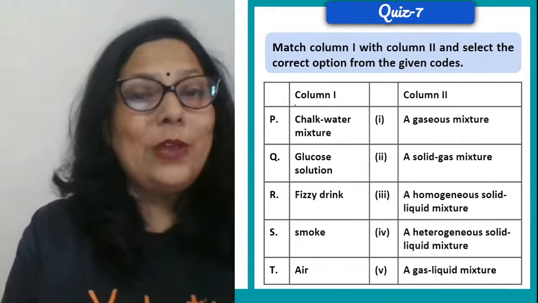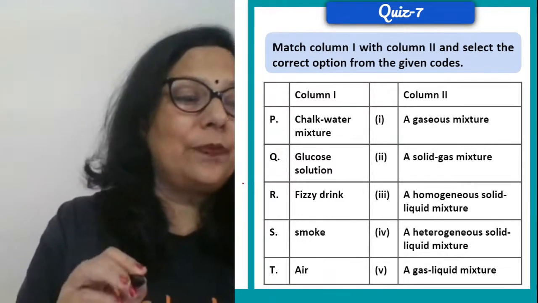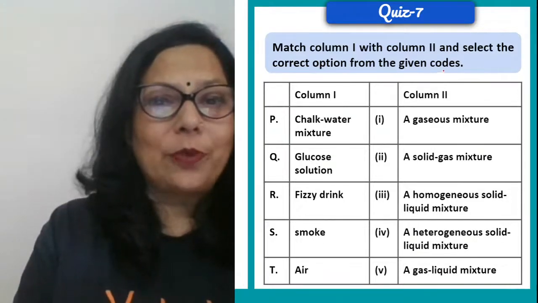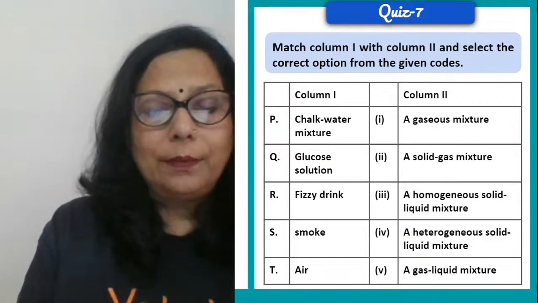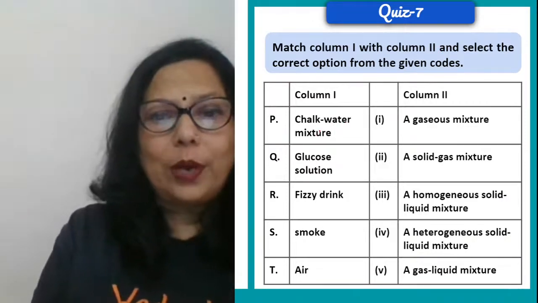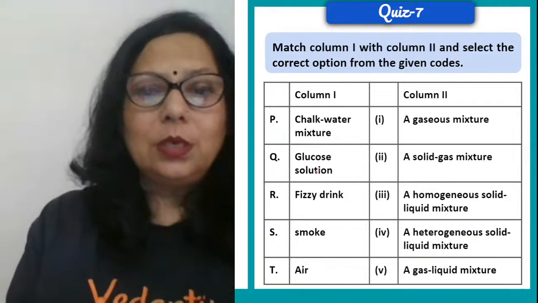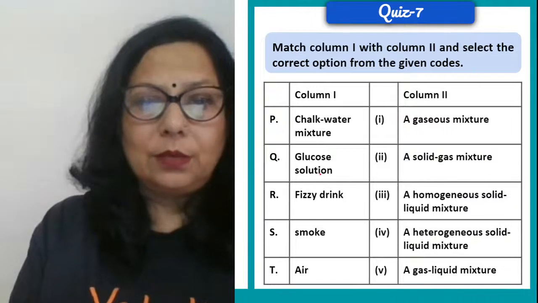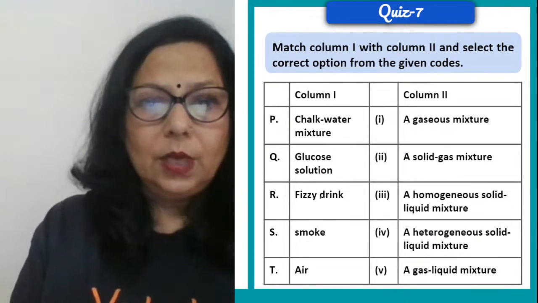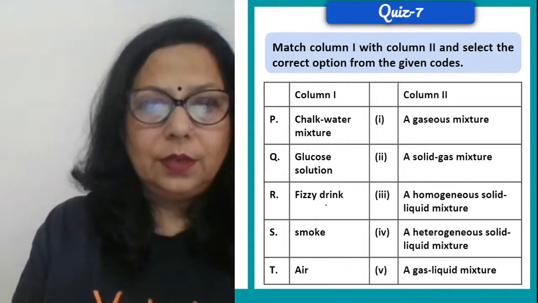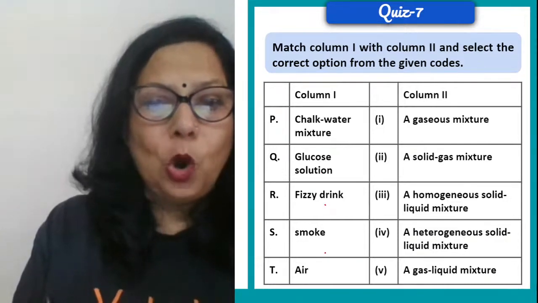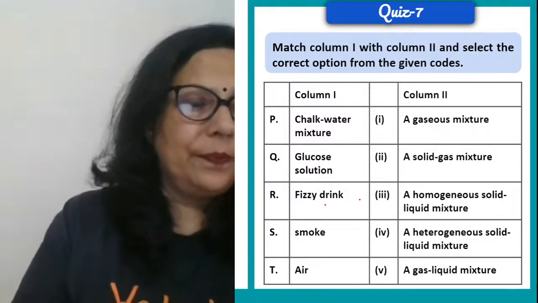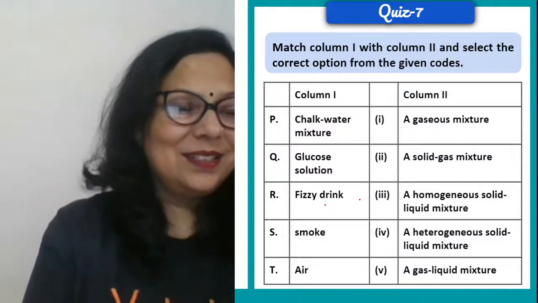Again, see, you will always get big questions to read from this chapter. They are not one word questions. Match column 1 with column 2 and select the option from the given codes. Chalk water mixture, glucose solution, fizzy drink, smoke and air. What kind of mixtures are these? Come on.